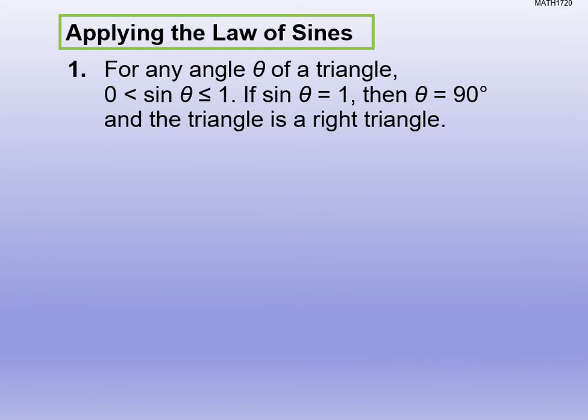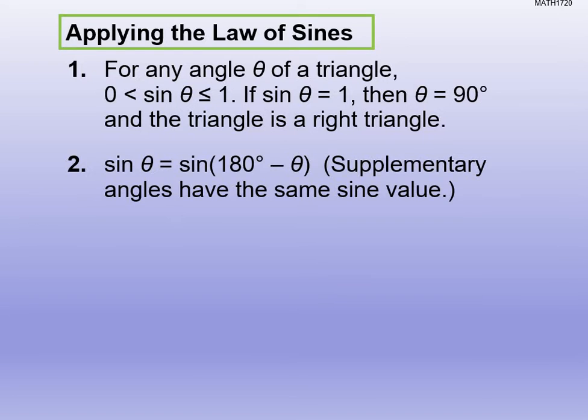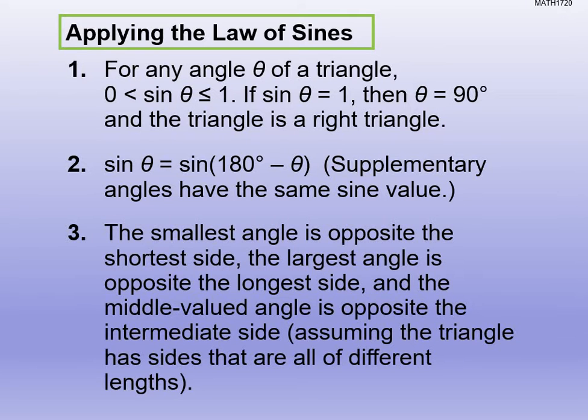Alright, so if we want to apply the law of sines, this is to our side-side-angle stuff. For any angle theta of a triangle, the ratio is between 0 and 1. It cannot be 0, but it can be 1. So if sine of theta equals 1, then theta is 90. We know that, right? The ratio in that case is the 1. All right, so sine of theta equals sine of 180 minus theta, it's supplementary. We should know that, right? They're going to have the same sine because sine is positive in the first quadrant and in the second quadrant.